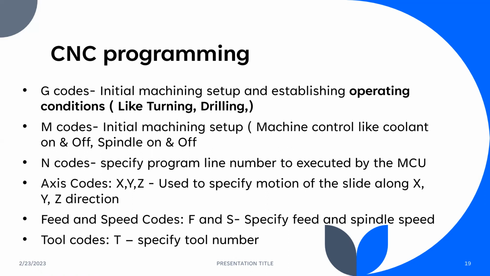Next, N code is there. N code, I already told you, is for blocks. We can mention the block-wise number. So next one is the axis code. Already I told you, X, Y, Z.